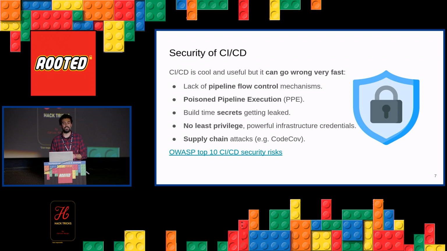Then we have poison pipeline execution, which is a fancy name someone put to changing a configuration file that has the steps and then executing the pipeline. The aim of PPE, poison pipeline execution, is normally to steal secrets, some kind of secret that is used during the pipeline execution.